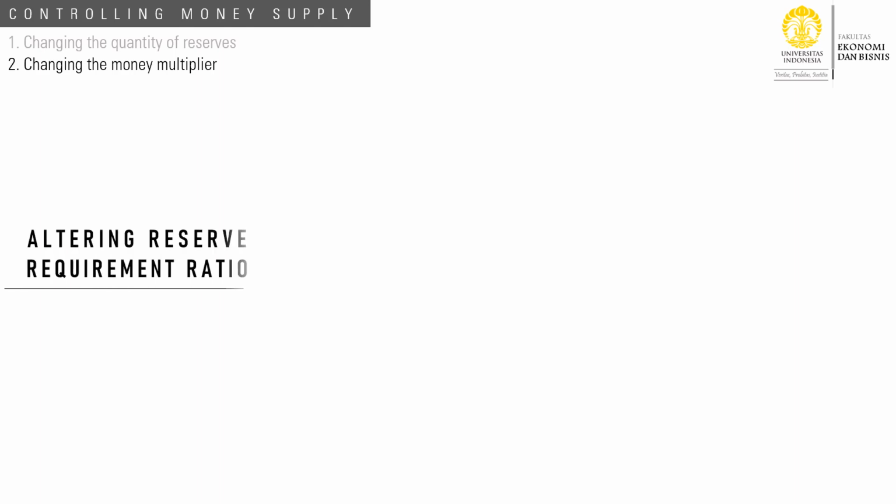Okay, let's turn our attention now to the monetary tools used by the central bank in controlling the money supply that influence the money multiplier. The first option is through adjusting the reserve requirement ratio. Remember the definition of the ratio here.